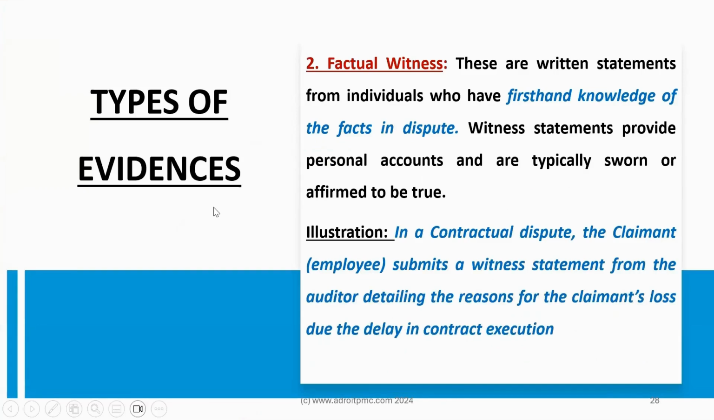Next is factual witnesses. These are written statements provided by individuals who have first-hand knowledge of the facts in dispute. So these are the persons who are working in the company involved in the dispute. These written statements provide personal accounts and are typically sworn and affirmed to be true. Here in this case, the claimant submits a witness statement from the internal auditor, detailing the reasons for the claimant's loss due to the delay in contract execution.